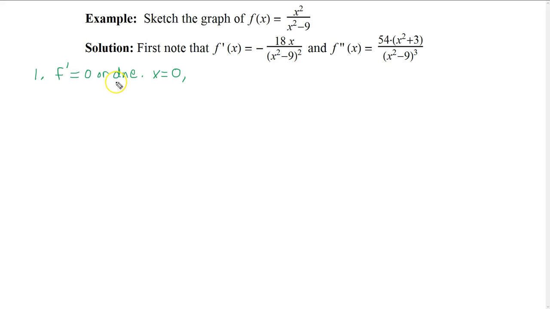And the derivative does not exist when the denominator is equal to 0, and that's when x squared minus 9 is equal to 0. So x equals plus and minus 3. Notice if we put 3 in for x, we get 0, and negative 3, we get 0 in the denominator as well. So now we have to find where the derivative is positive and negative, so we'll use our sign pattern technique.